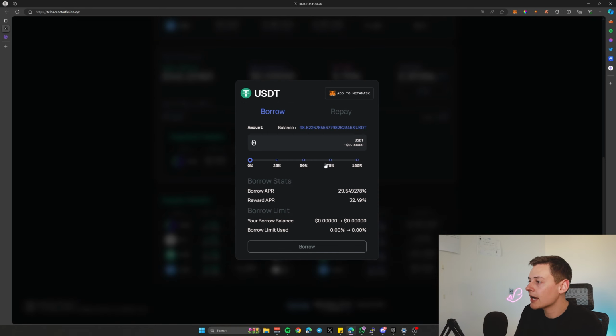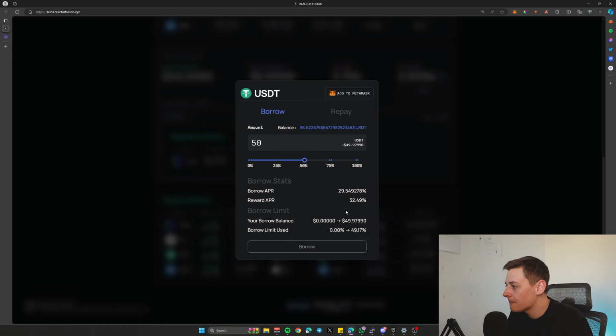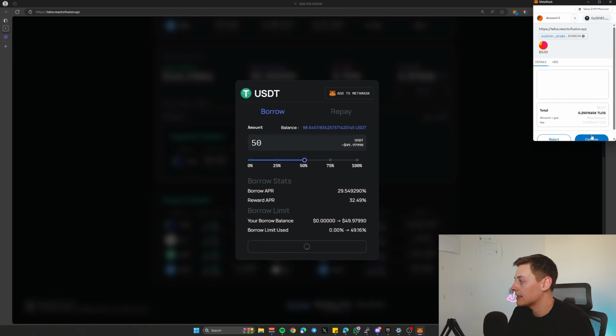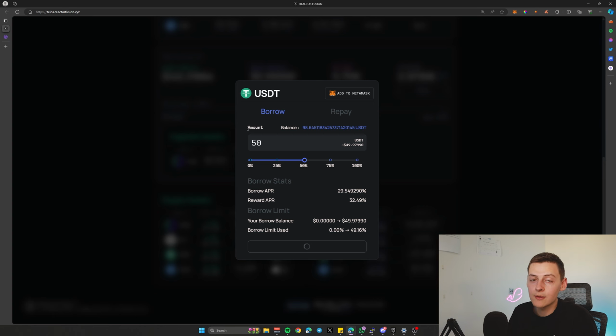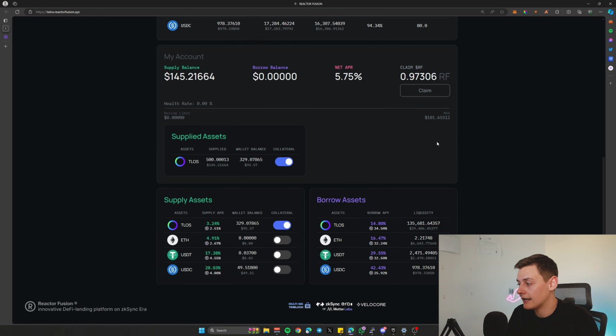So let's go back. Let's just say I want to borrow 50 USDT, which is roughly 30% of 145. Remember, I can borrow up to 70%. Now, if I borrow 50 USDT, I can see here that the interest rate I'll be paying is 29%. If I go borrow, it will get me to authorize the transaction in MetaMask. Once I've authorized that and it's been processed on the network, 50 USDT will be sent to my wallet, which I can then use for whatever I like. And I can pay it off at any time that I like as well.